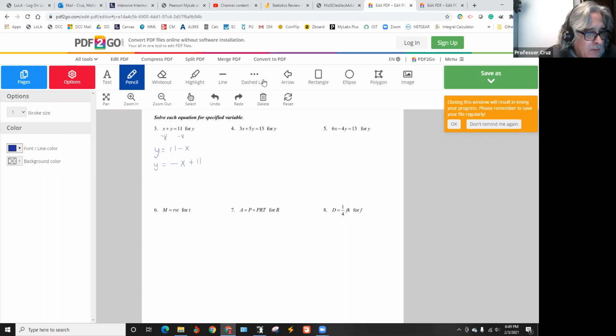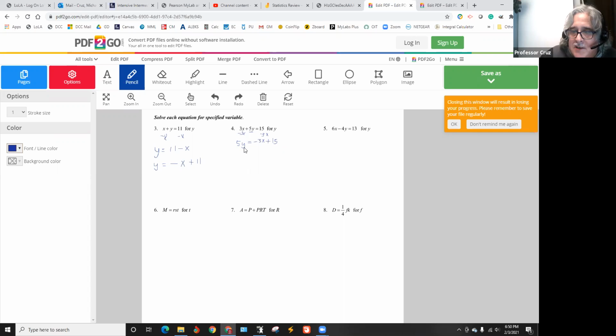All right, so this one's got a couple of steps on it. We're solving for y on all of these, so that's what we got to keep. So we got to get rid of the x term, so 5y is equal to negative 3x plus 15.